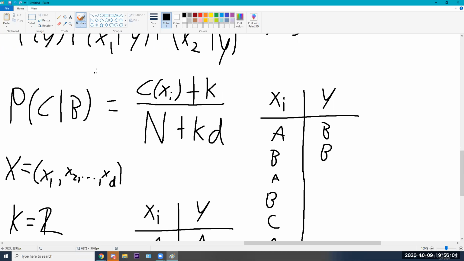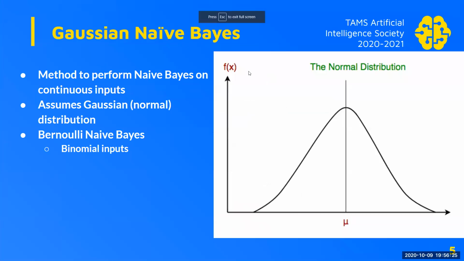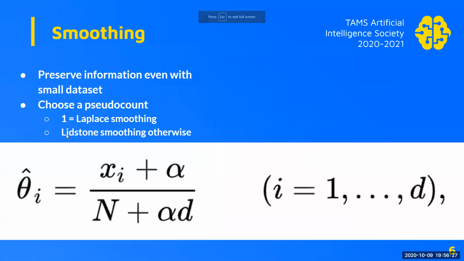All right, and so this ends up being your formula for finding the final conditional probability. Whenever you pick your pseudo count value, your k, to be 1, that's called Laplace smoothing. If you pick it to be anything else, then the general version is called Lidstone smoothing, right?